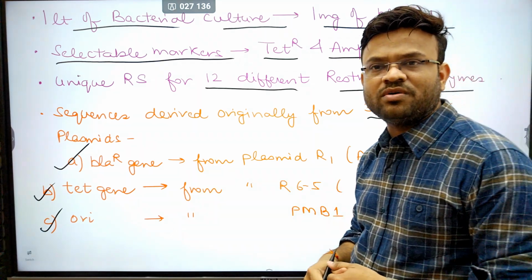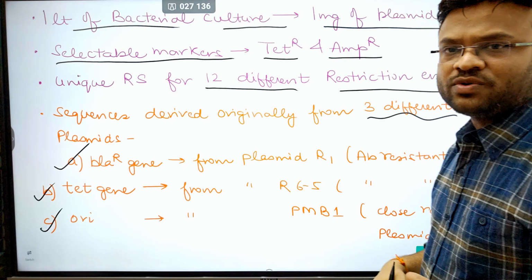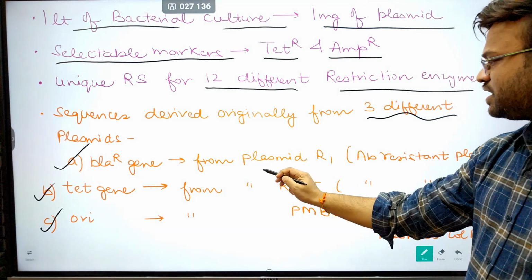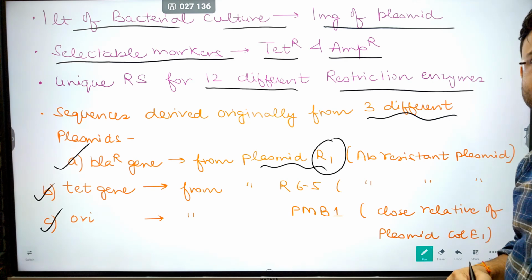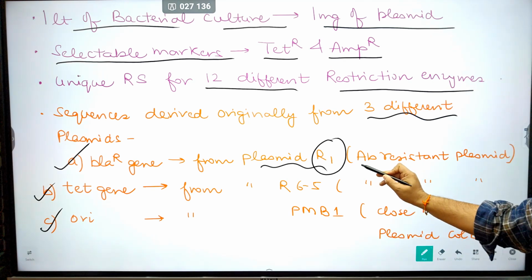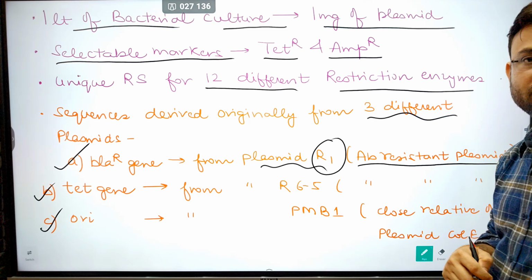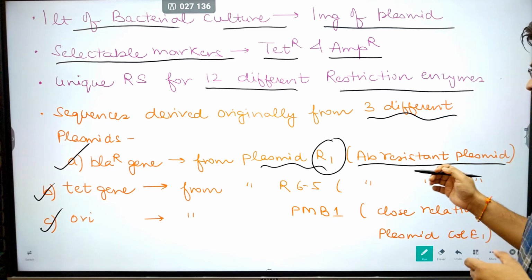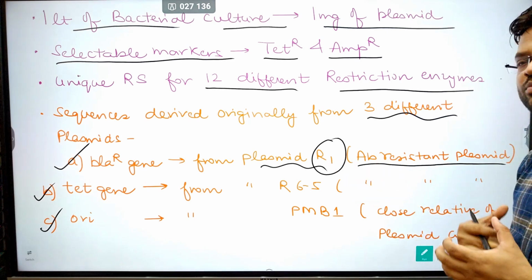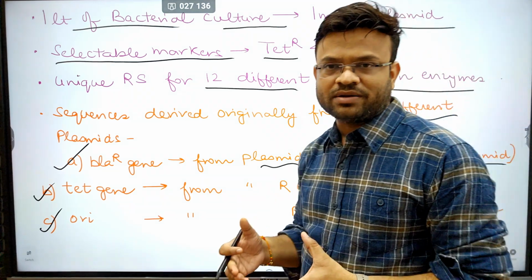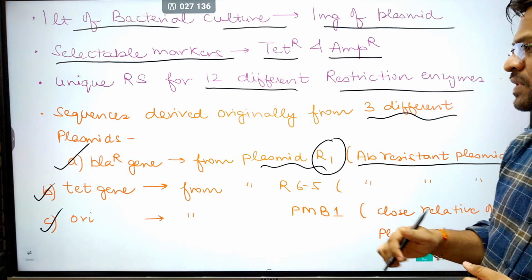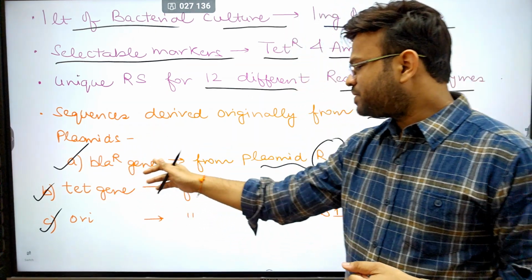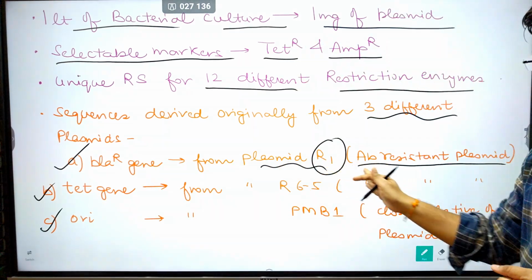Where are they taken from? Let us talk about this. So the first thing that you can see is it is taken from the plasmid R1. Now what is R1 plasmid? R1 plasmid is actually the antibiotic resistant plasmid. That means it is a type of plasmid that would be providing resistance against a particular antibiotic. So the BLA gene is obtained from the R1 plasmid.